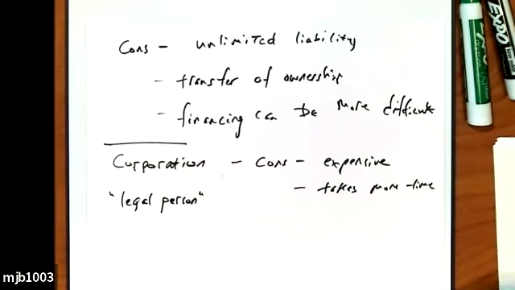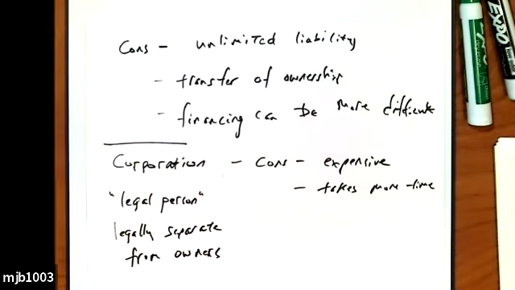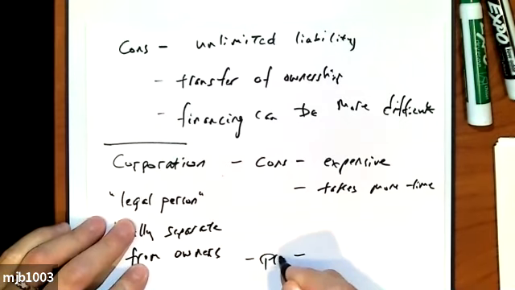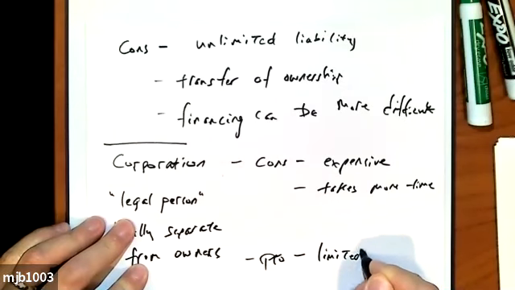It is legally separate from the owners. So it is its own person, and it generates its own liability. Yes. It's going to be a pro, for a couple of reasons. Number one is because it limits liability. So I would say, I set that as a pro, limited liability.